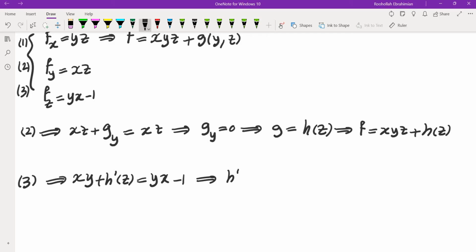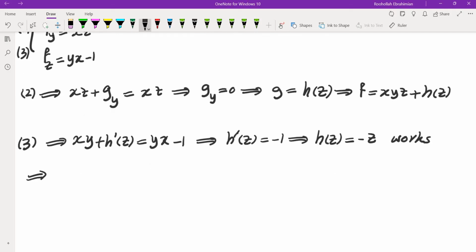So that means h prime of z is equal to negative 1, which means h of z equals negative z. Now this is not the only answer, but this is one of them that works, and we only need one potential function. So f would be xyz minus z. This is a potential function.